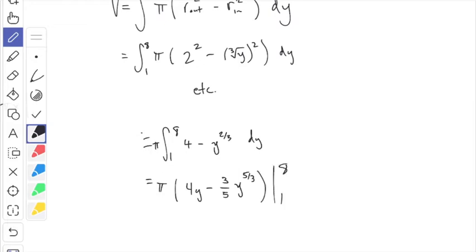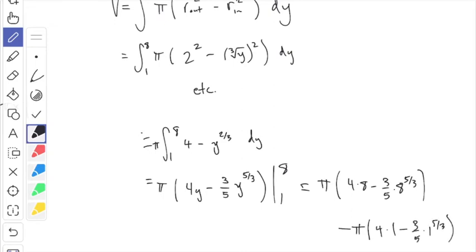Like this. I think it's 5/3. And then, so this is pi times 4 times 8 minus 3/5 times 8 to the 5/3. And then subtract pi times 4 times 1 minus 3/5 times 1 to the 5/3. And I leave it at that. You actually can simplify 8 to the 5/3, but not today.